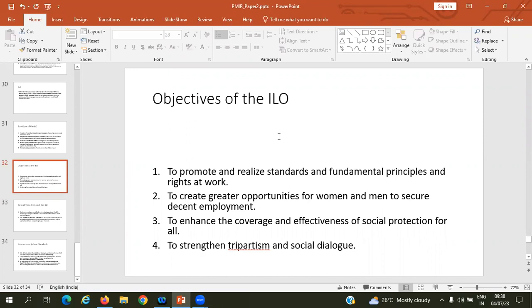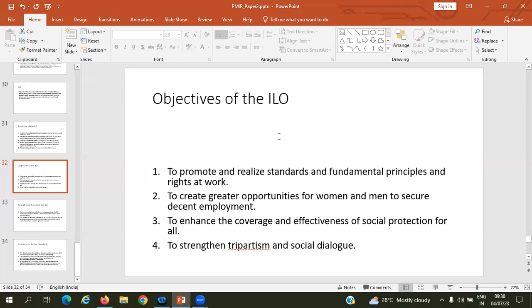So ILO is responsible to create that opportunity, create that proper environment for women and girls to work in the workplace. So this is one objective: to enhance the coverage and effectiveness of social protection for all.